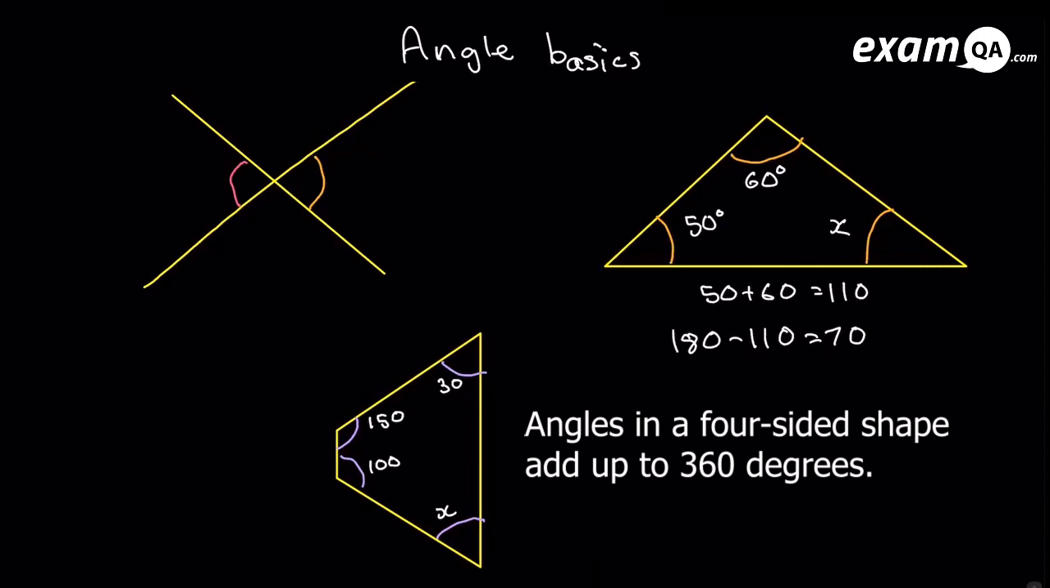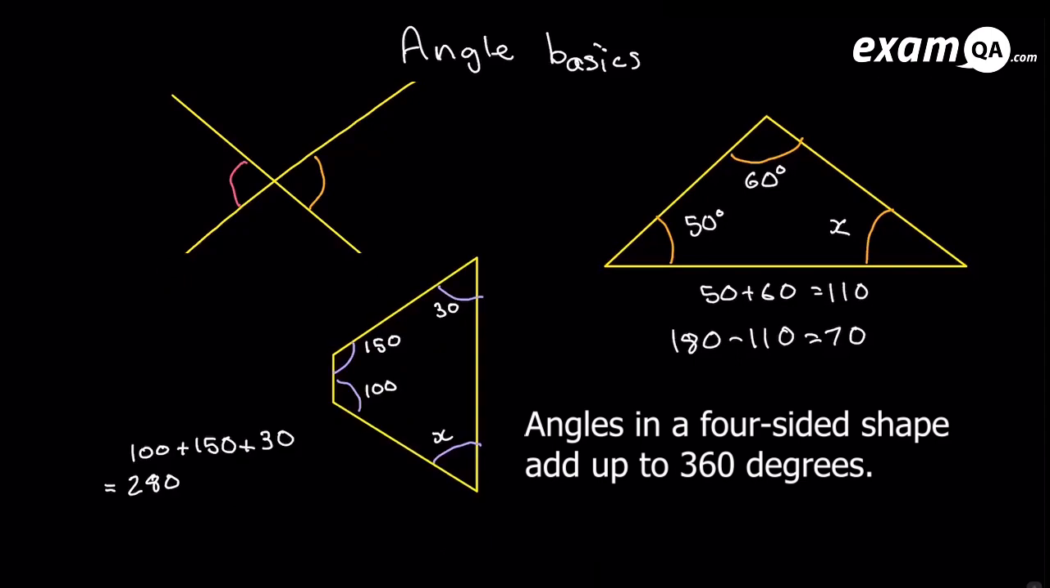So again, I need to work out what x is. The first step I'm going to do is add up all the angles I know. And that gives me 280. Now remember, the angles must add up to 360 in all quadrilaterals. So I want to know how much more I need to make it add to 360. And the way I'm going to do that is I'll do 360 minus that 280. So to make sure they all add up to 360, that x must be 80.